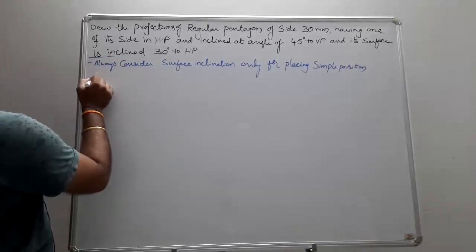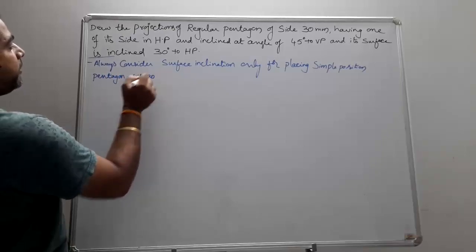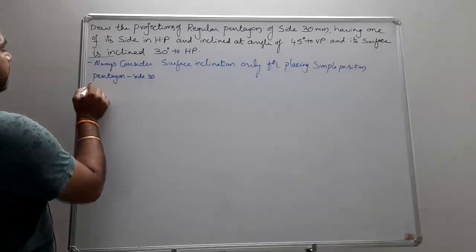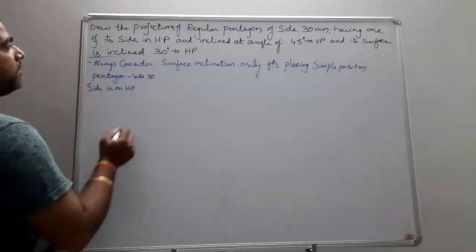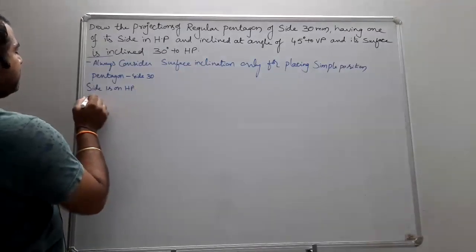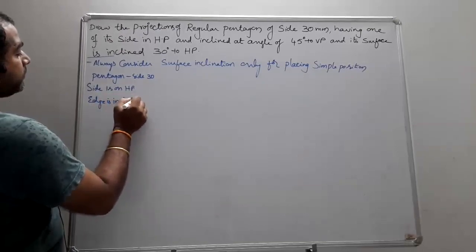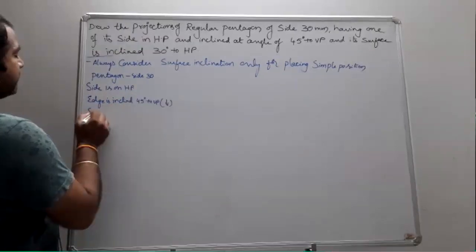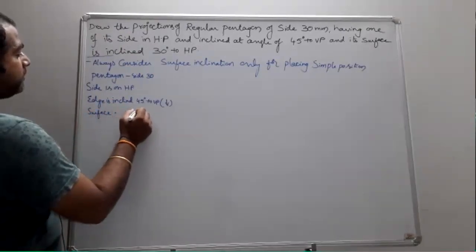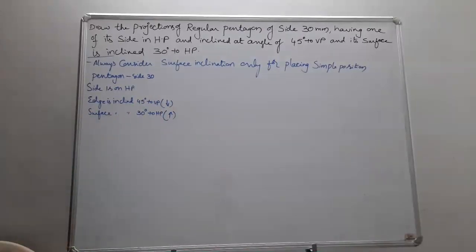What is the given data? Pentagon, side 30, and side is in HP. That means edge resting problem. Side is on HP, and inclined 45 degrees to VP. That means edge is inclined 45 degrees to VP. That comes below XY line. Next, surface is inclined 30 degrees to HP. That should always come above XY line. Students, is it okay?